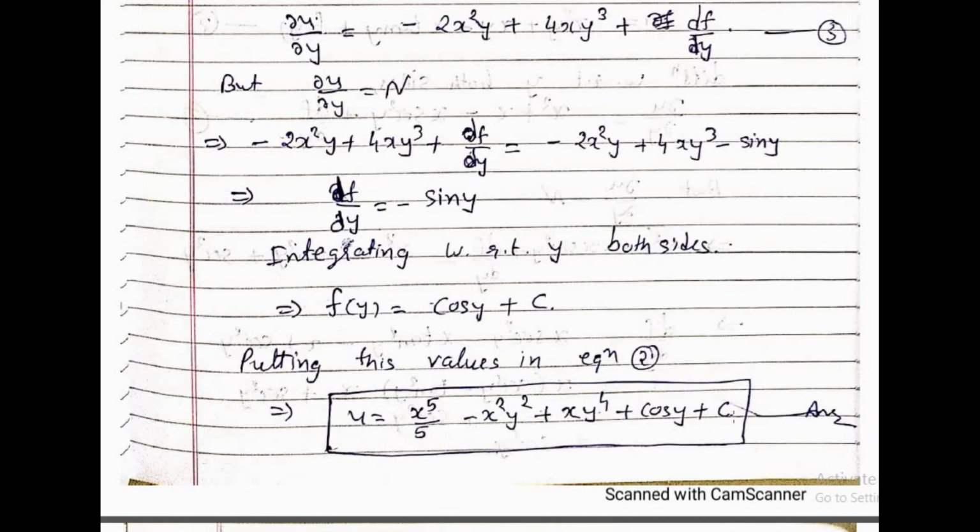See, it is not necessary that you have some function here. It may happen that this value is 0. That means df/dy will be 0. In that case, f will be a constant and the answer will remain the same. So don't worry about it if it is going to be 0. Done.